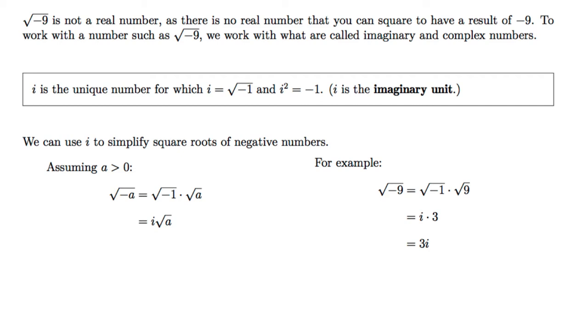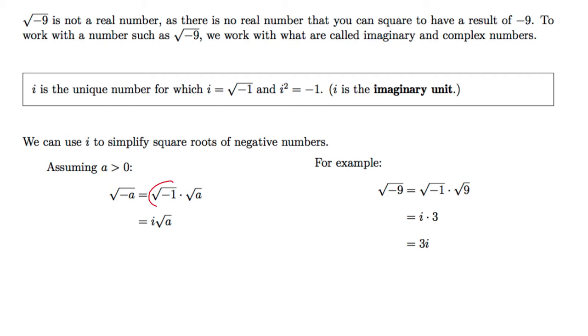If we want to simplify a square root involving a negative number, the way we do it is this. In general, if we have the square root of negative a, where a is some positive number, then we separate the negative 1 factor from the a, and we split the square root of negative a into the square root of negative 1 times the square root of a.